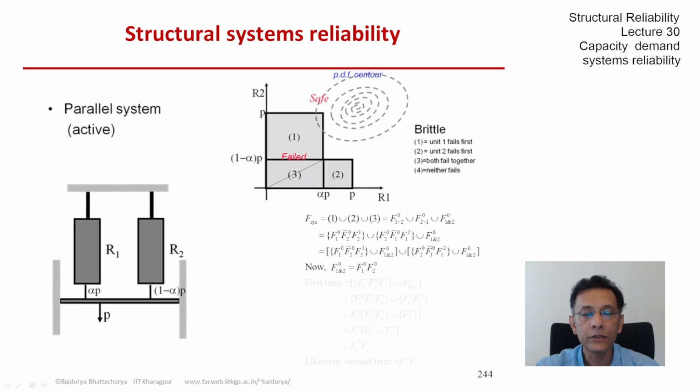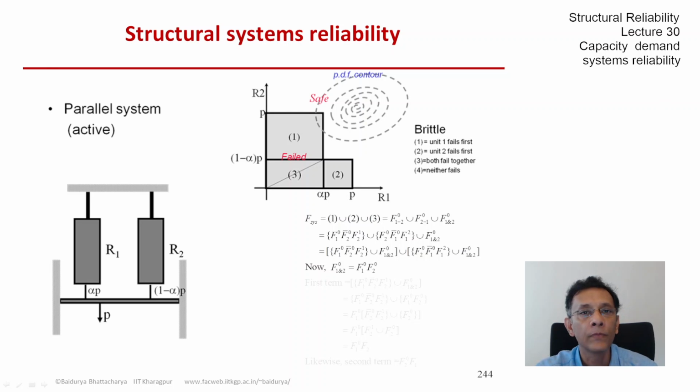And now it's logical to say that F0, 1 and 2 is simply the event, the intersection of F01 and F02. Why? Because all we are saying is that in the intact state, 1 fails, and in the intact state, 2 fails.